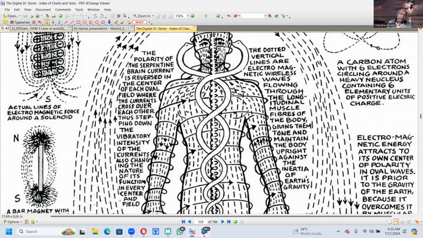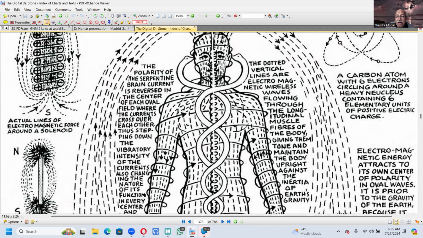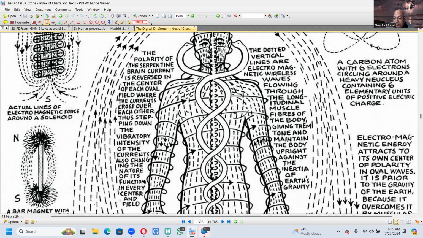No, you see, energy flow, what are the components there? The nervous system, the thought process, etc. Read this: the dotted vertical lines are electromagnetic wireless waves flowing through the longitudinal muscle fibers of the body. Muscle fibers are physical, yes, giving them tone and maintaining the body upright against the inertia of the Earth's gravity. So gravity is an energy that is pulling you. That is physical, correct?